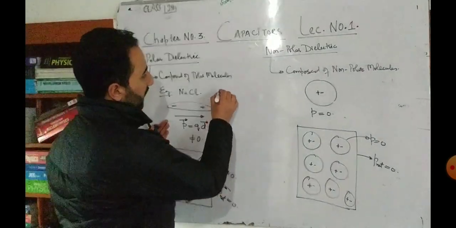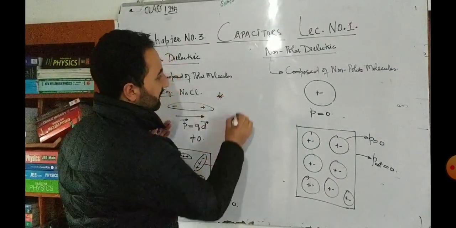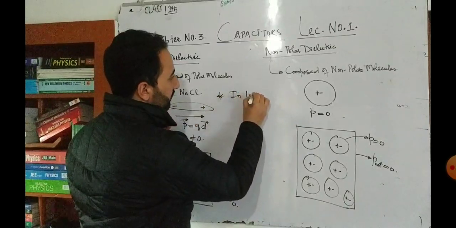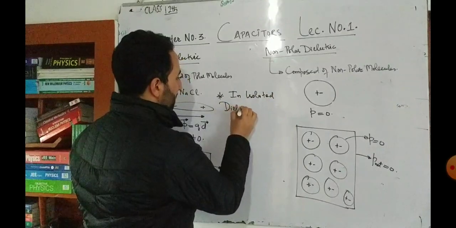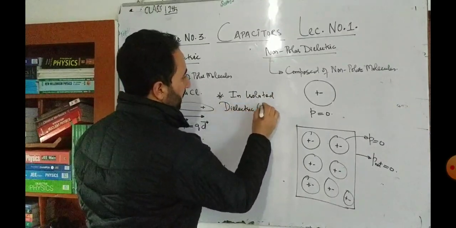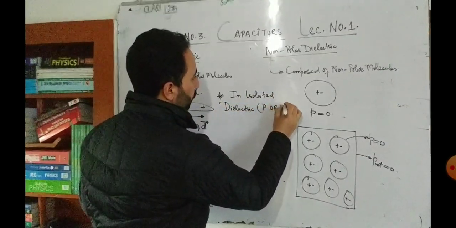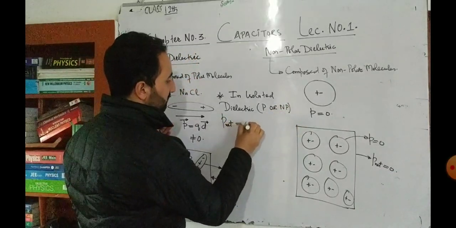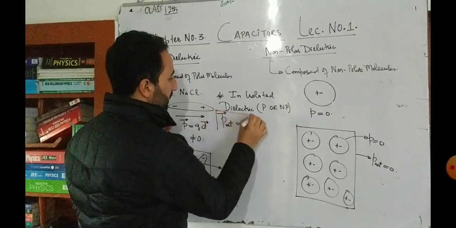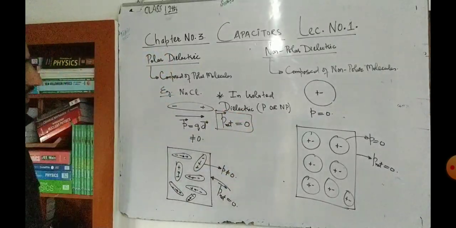So write down this important point at the end of the day. The important point is this: in an isolated dielectric, now this dielectric can be polar or it can be non-polar, the net dipole moment of the substance is simply equal to 0. Net dipole moment is equal to 0.